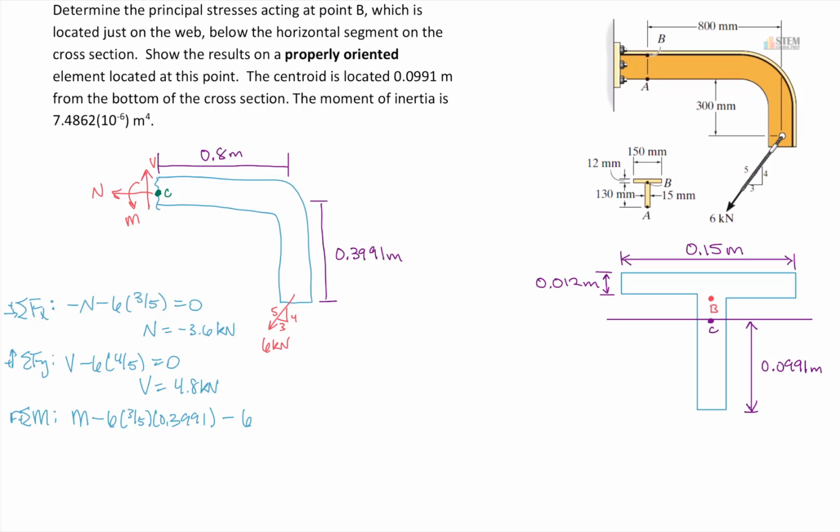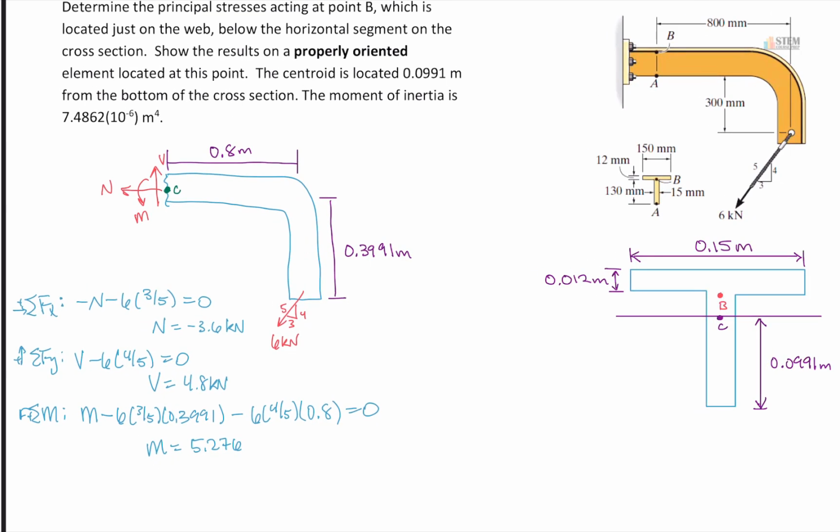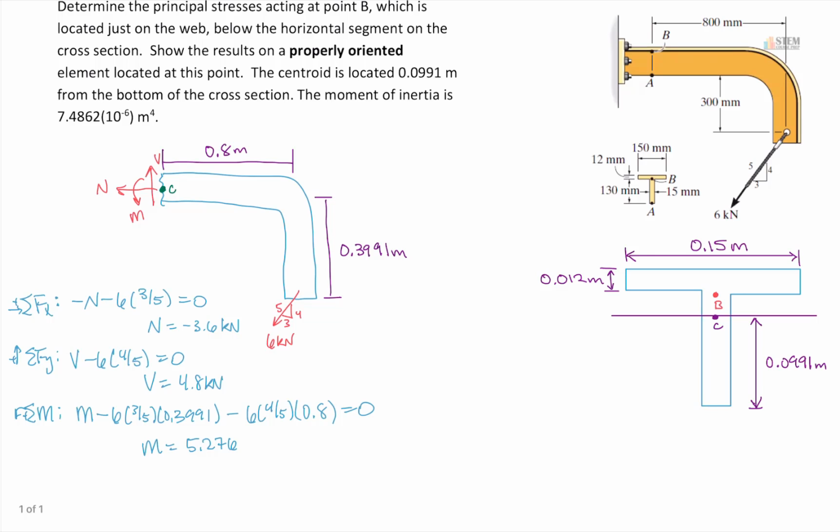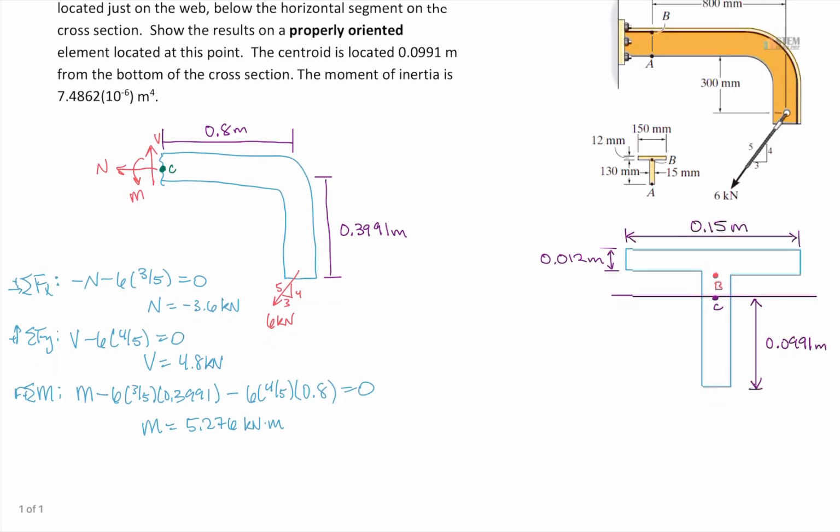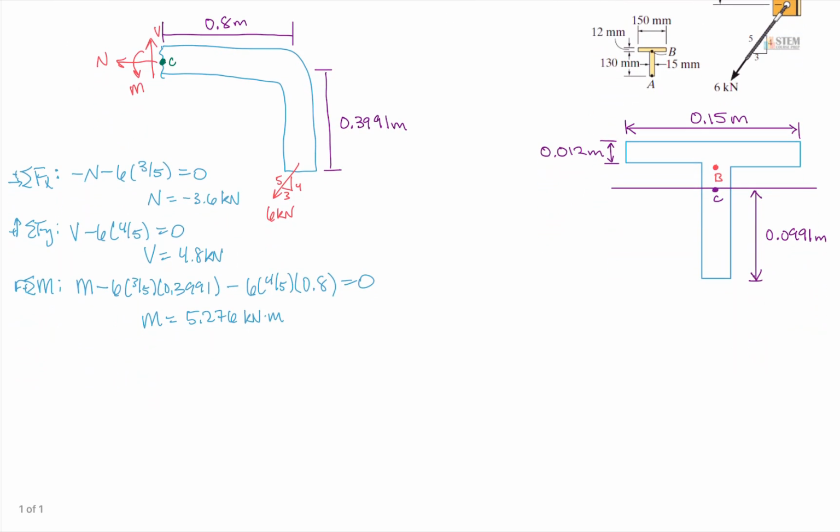Right, so we got negative 6 times 4/5 times 0.8, set that to 0, and then we can find M. That will be a positive 5.276. All right, so we got that. Whoops. So now we can do kilonewton meters there. Okay, so we've got the internal loadings there, and now what should we do?